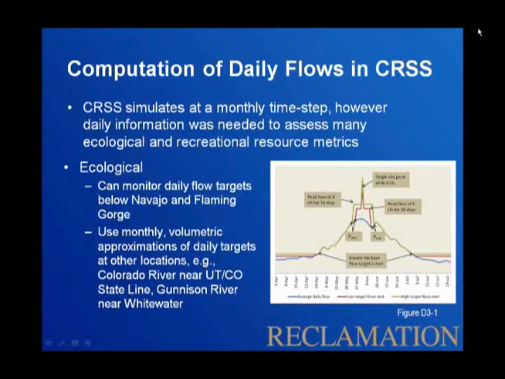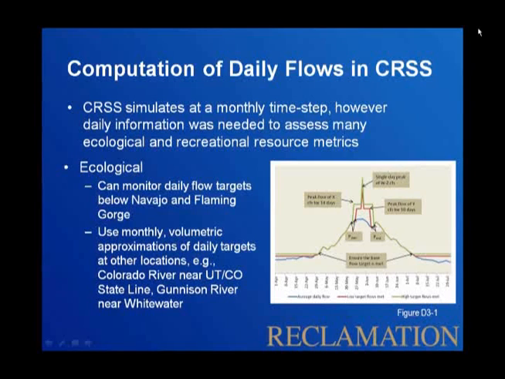To start off with, for the ecological metrics, we used two main different methods. First, below the reservoirs of Navajo and Flaming Gorge, we wrote rules and different logic to mimic the daily operations of those reservoirs, but then to set the release at a monthly level in the model. With that knowledge, we could then evaluate whether or not different daily flow requirements below those reservoirs were met.